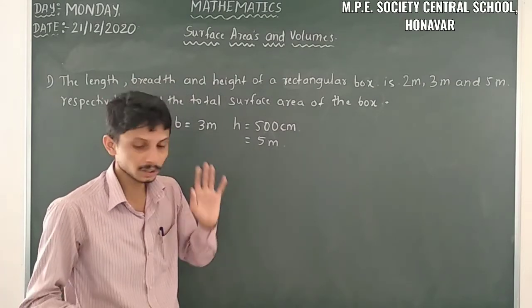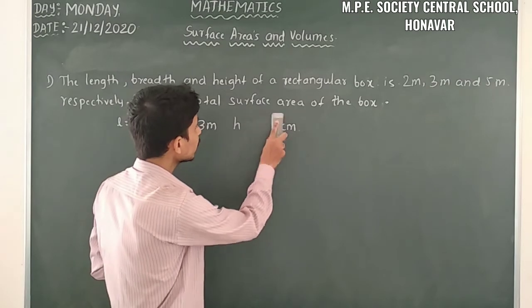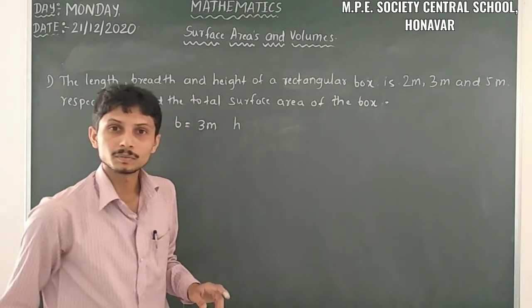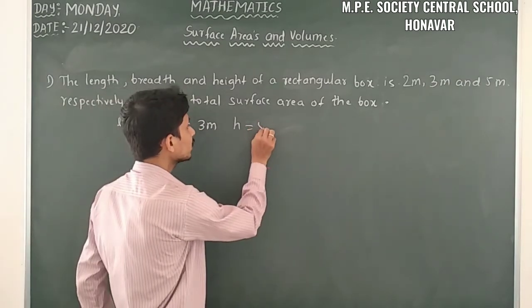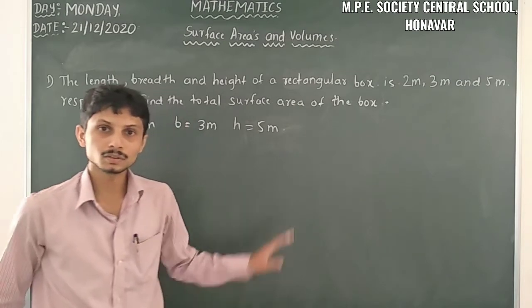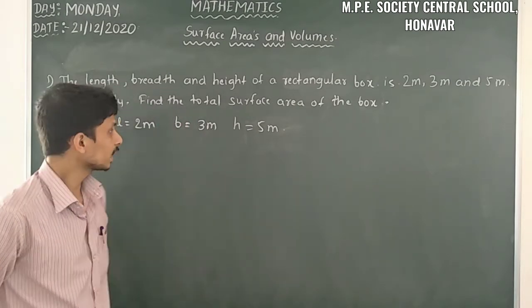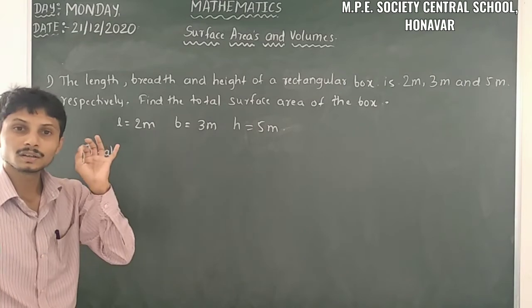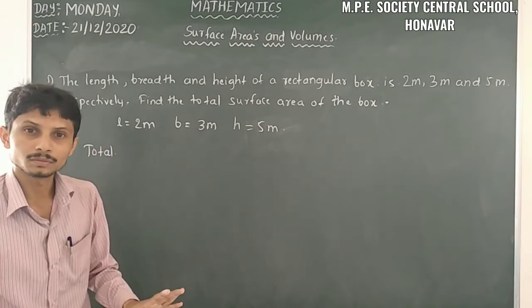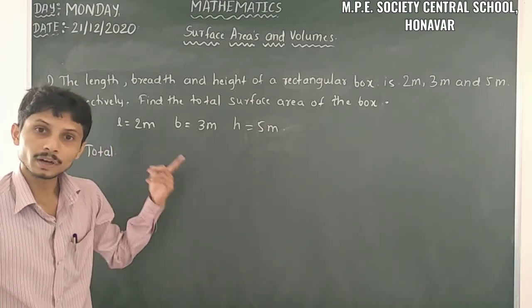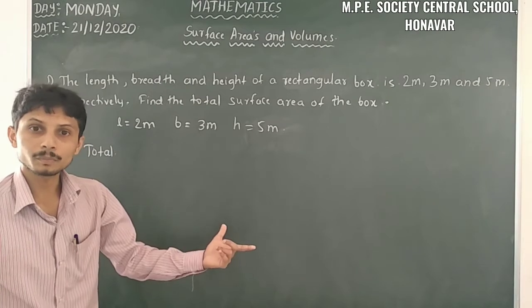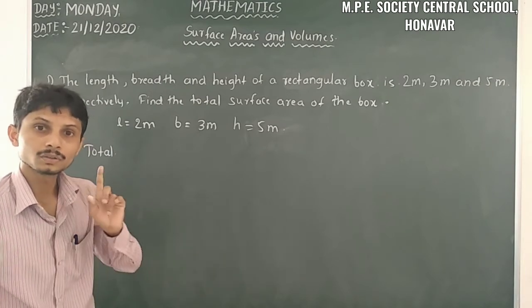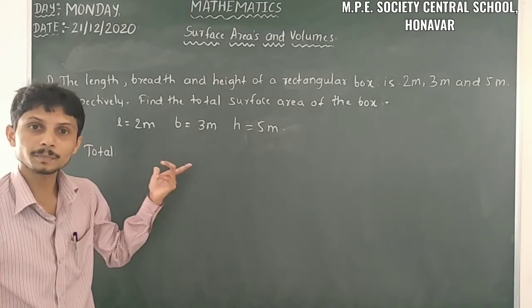So here we have to take it like this. But here there is no problem at all. Initially we have everything in meter only, so no doubt at all. Then we have to take the total surface area and write the formula. It's a must, because writing the formula carries 1 mark in the examination. That's why you must write the formula.